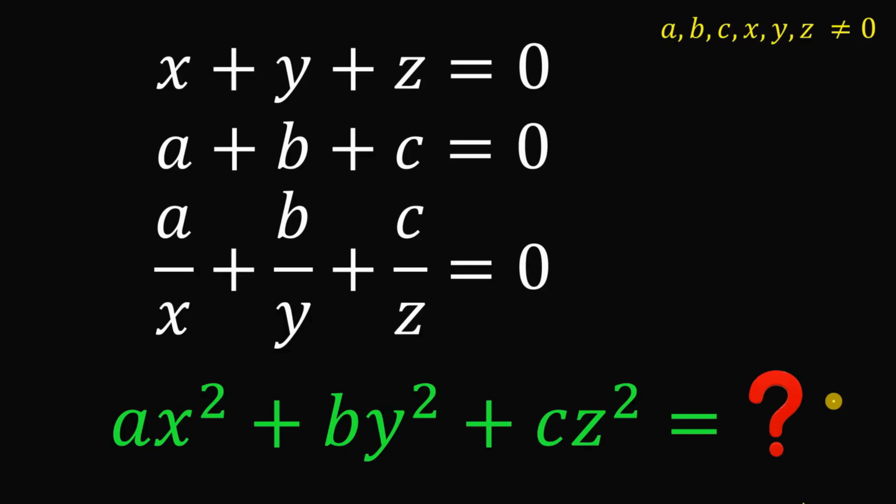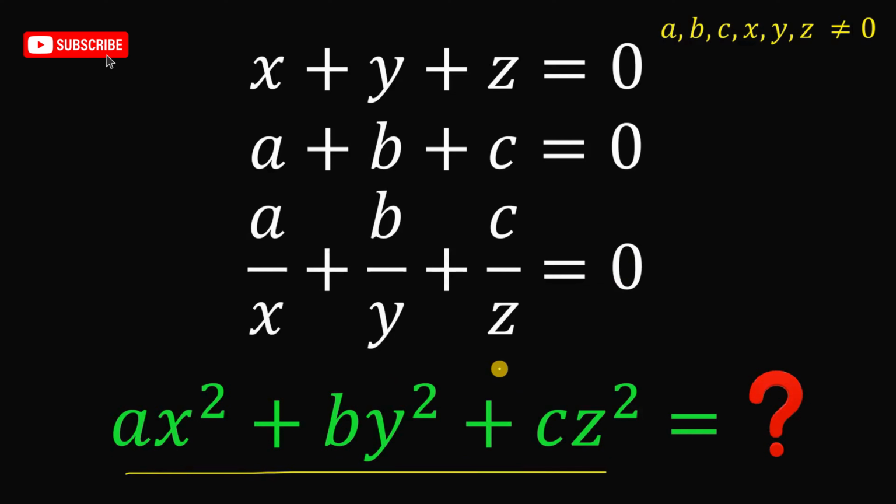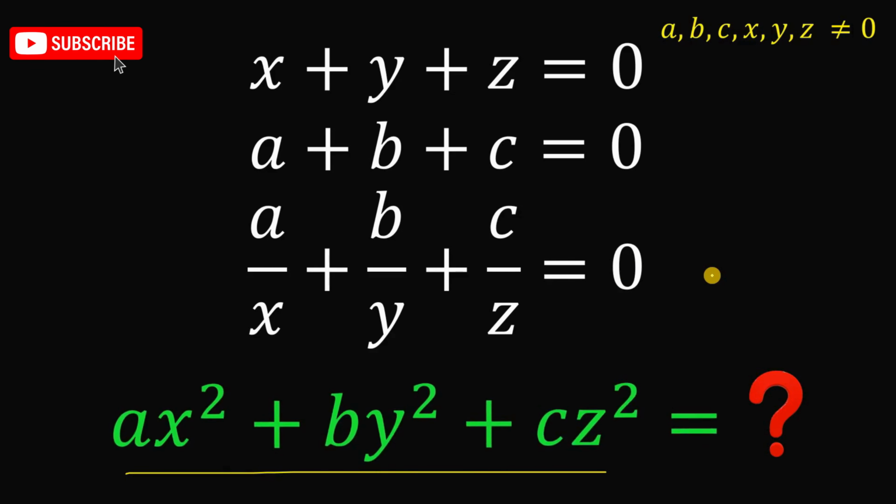Today, we will answer this algebra challenge coming from one of our followers. And the question goes like this. Given these equations, x plus y plus z equals 0, a plus b plus c equals 0, a over x plus b over y plus c over z equals 0. The question is, what is the numerical value of this expression ax squared plus by squared plus cz squared, provided that all of these variables are not equal to 0.